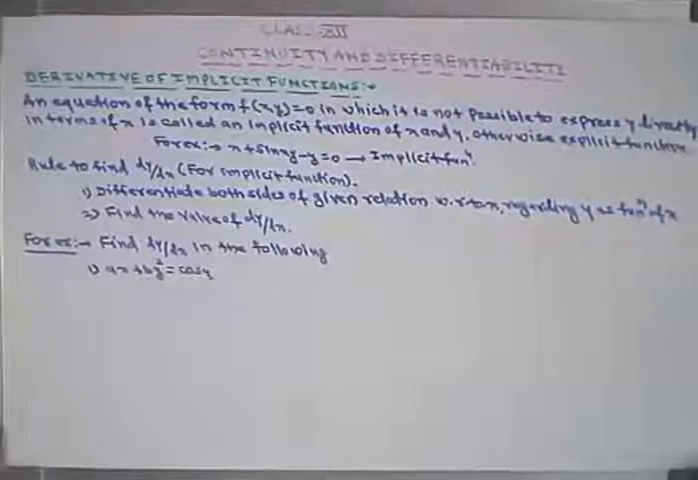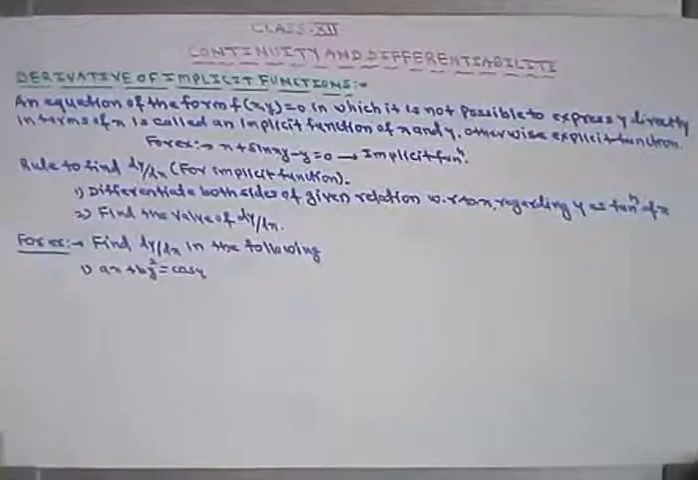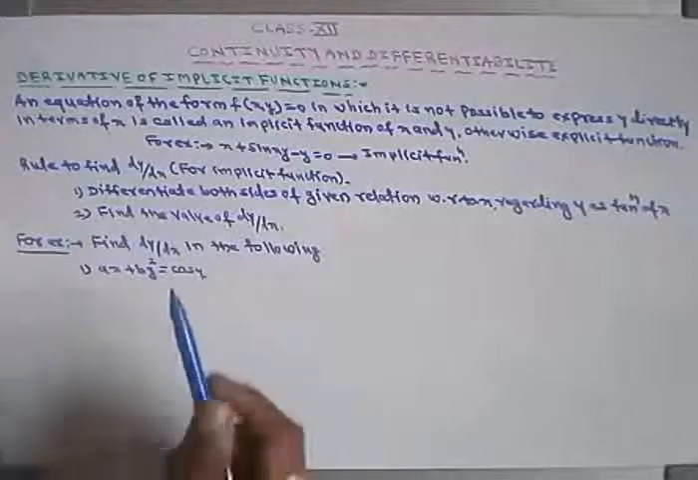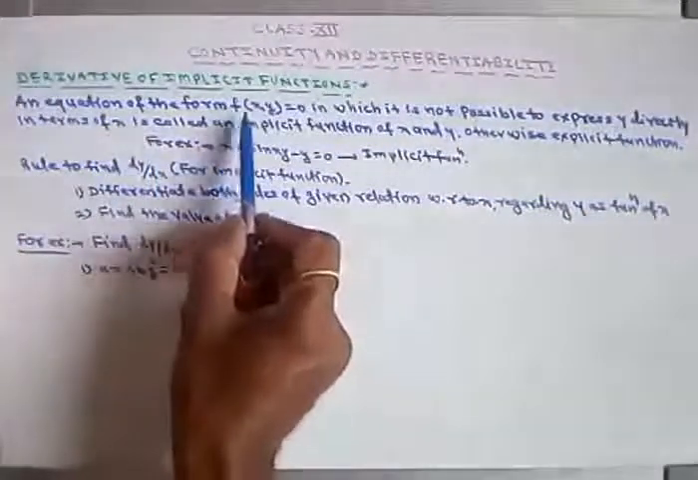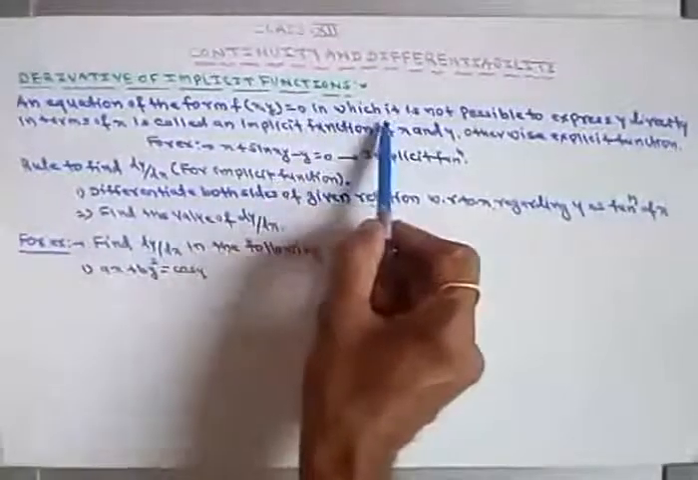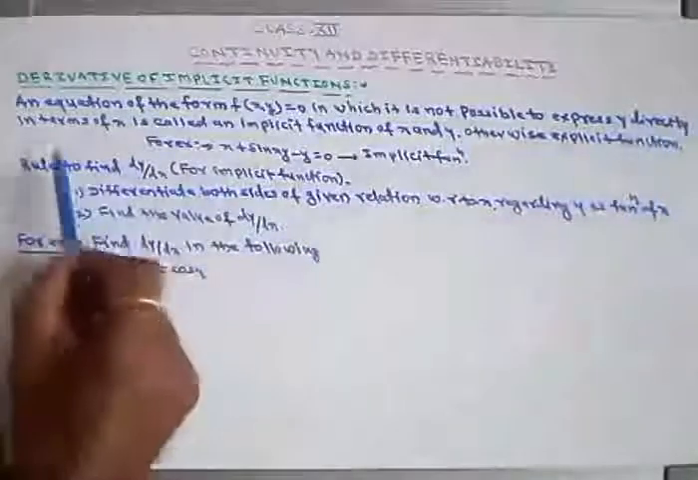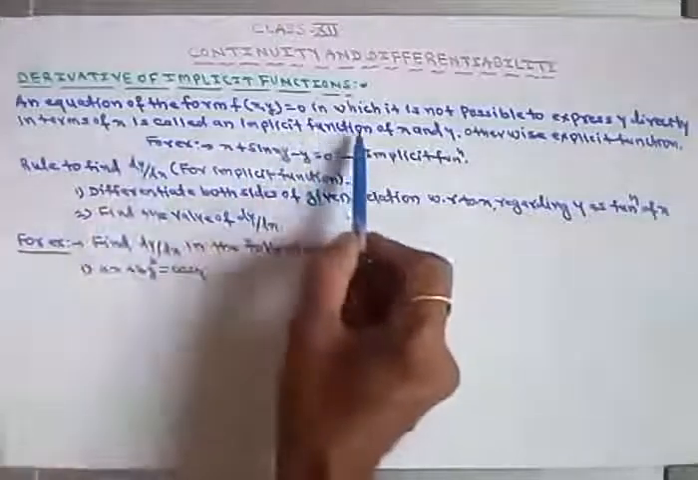So students, today in this video, see derivative of an implicit functions. What is an implicit function? See the definition. An equation of the form f of x, y equal to 0, in which it is not possible to express y directly in terms of x, is called an implicit function.